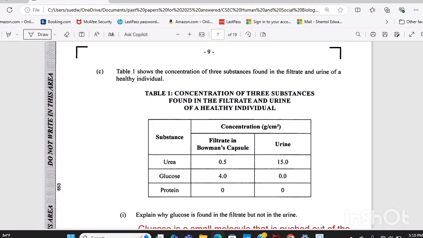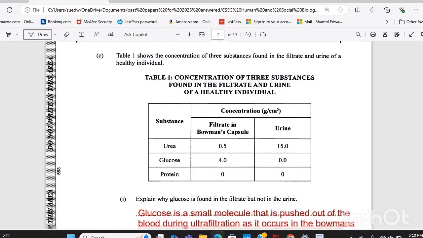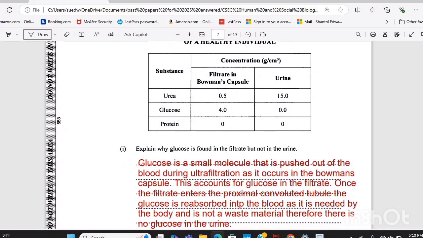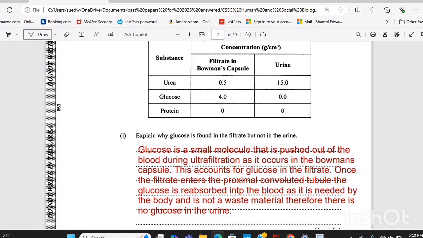Now explain why glucose is found in the filtrate but not in the urine. And students, this answer, you can't guess it. If you don't know, you don't know. Now, glucose, remember, also known as a sugar, is a small molecule that is pushed out of the blood during ultrafiltration. And ultrafiltration occurs in the Bowman's capsule. This accounts for glucose being in the filtrate.